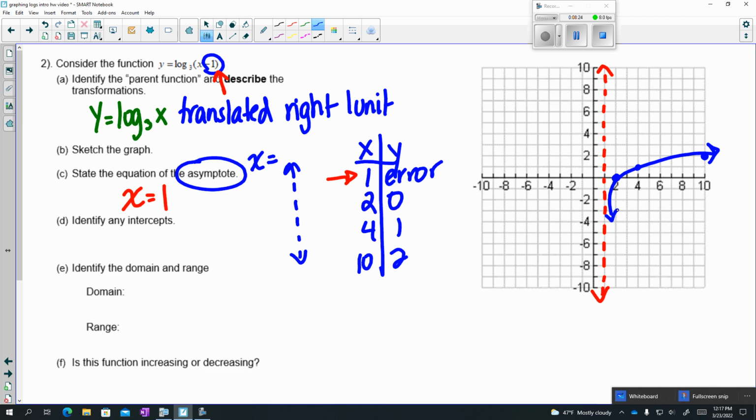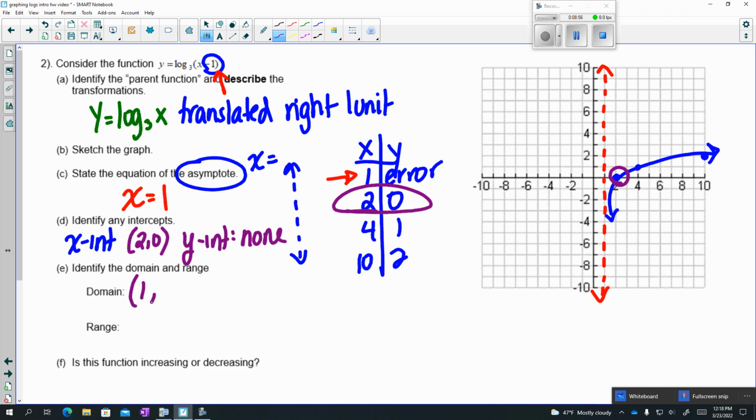And let's just finish our follow-up questions. I'm identifying any intercepts. So this time I have an x-intercept in my table here or on my graph there. It's 2, 0. I don't have a y-intercept because it is not going past that vertical fence that I have there on my graph, my asymptote of x equals 1. My domain is going to be for logs from my asymptote of 1 to infinity. My range for all log functions is not going to change. It's negative infinity to positive infinity.